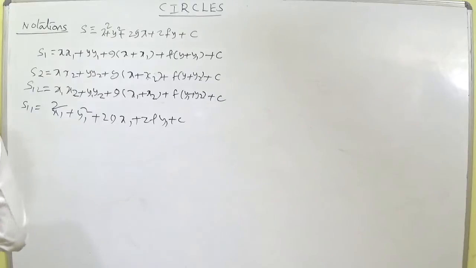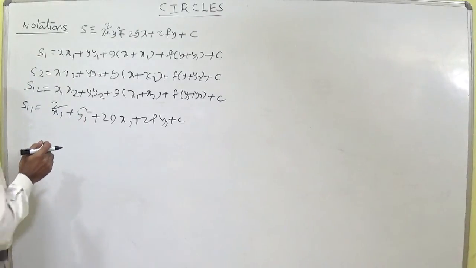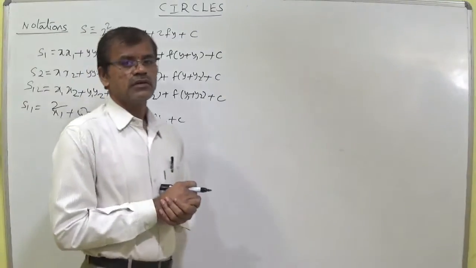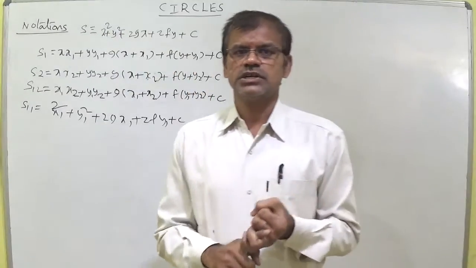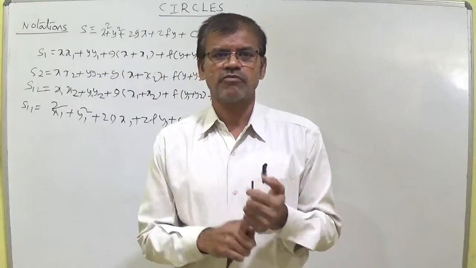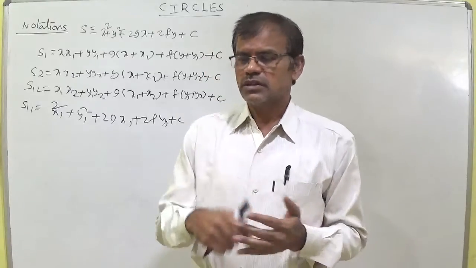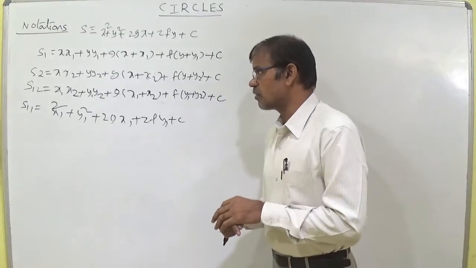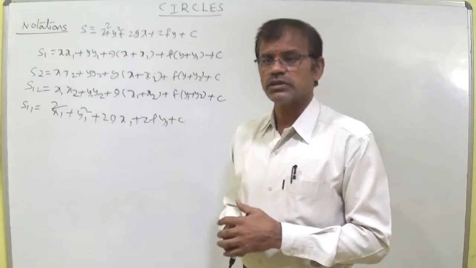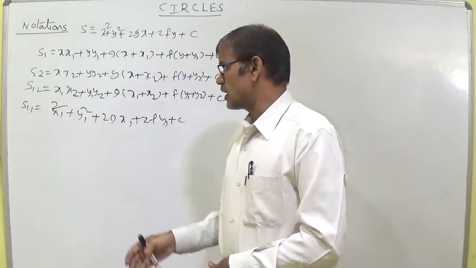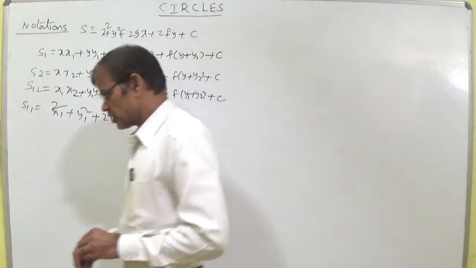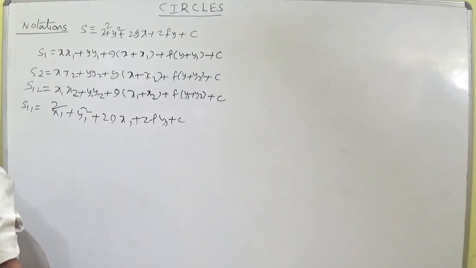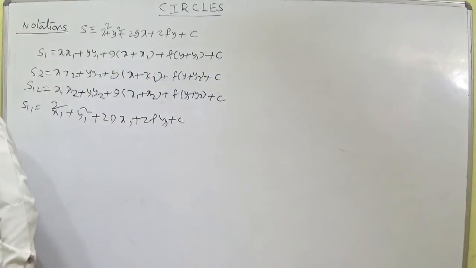Now, depending upon notations, we have secant, tangent, length of tangent, power of point, locus, like that. Everything, whatever concept we are going to discuss now, depends upon the notations. Now, let us discuss the power of point.